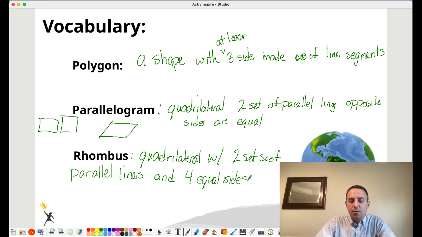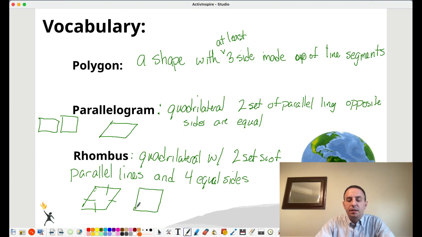So a rhombus would look something like this, where all 4 sides are equal to each other, assuming I could draw perfectly. This is also a rhombus. It's a square. The big difference is that the square has to have 90-degree angles at the corners, where a rhombus does not. A square is also a rhombus, but a rhombus cannot always be a square.